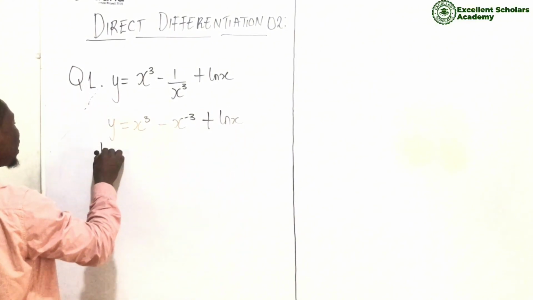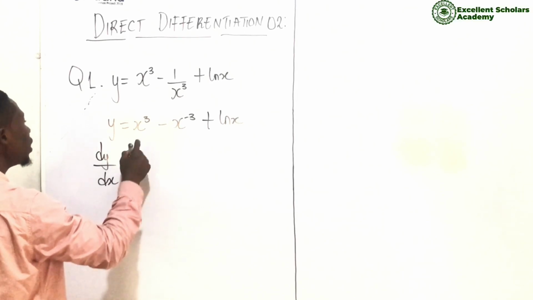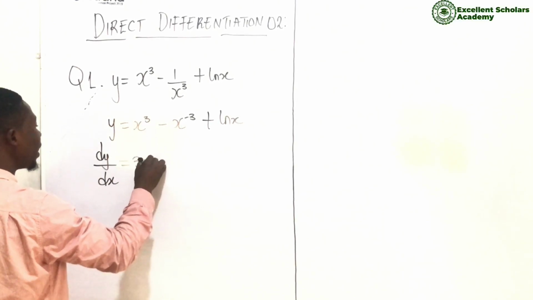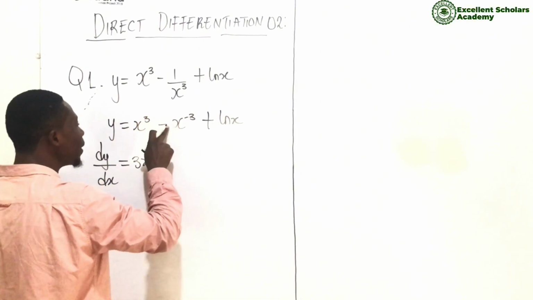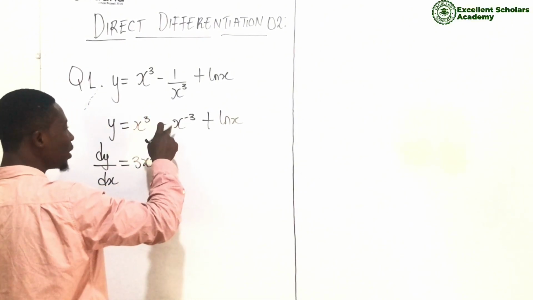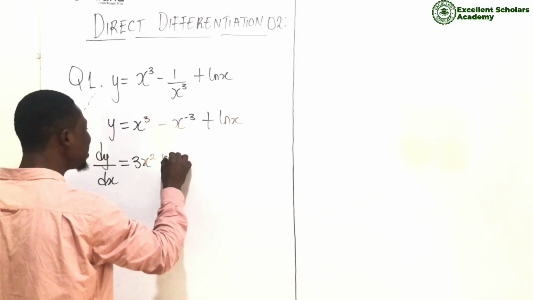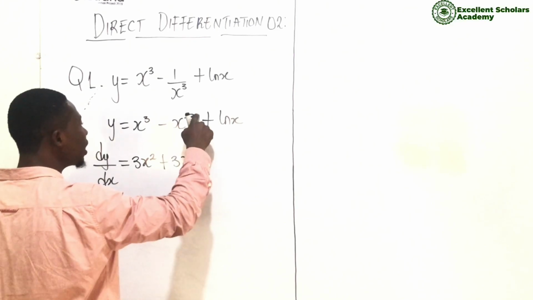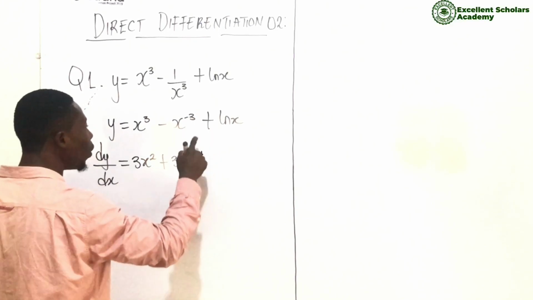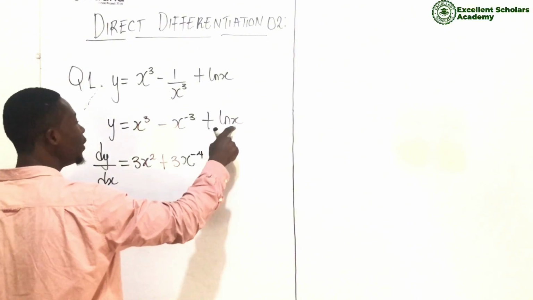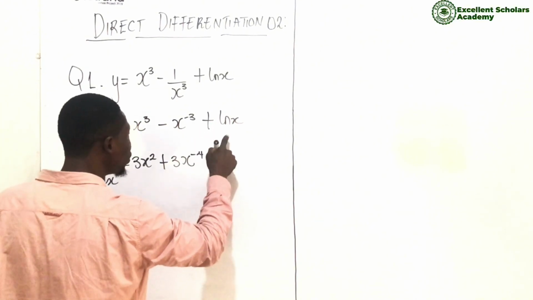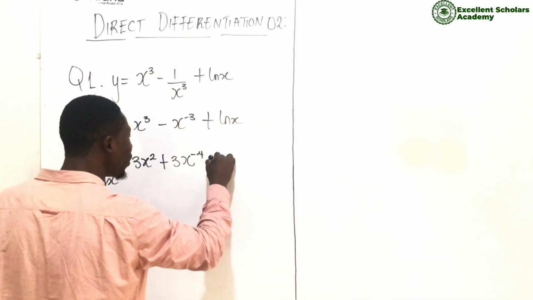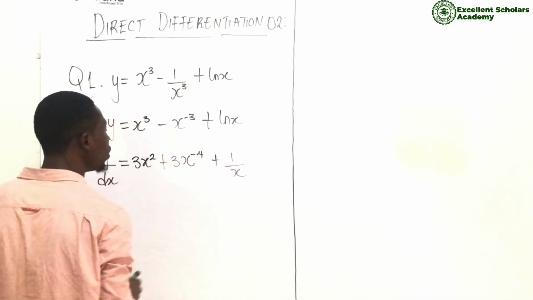So our dy dx is going to be equal to 3 multiplied by this, that's 3x, subtract 1 from 3, that gives you 2, okay? Minus 3 times the minus 1 here, or the minus here, that gives us plus 3x, subtract 1 from this, that gives you minus 4. Minus 3 minus 1, that gives you minus 4. Differentiate ln x. Do not forget, in my first video under differentiation, when you differentiate this, you get 1 over x. So differentiate this, you get 1 over x.